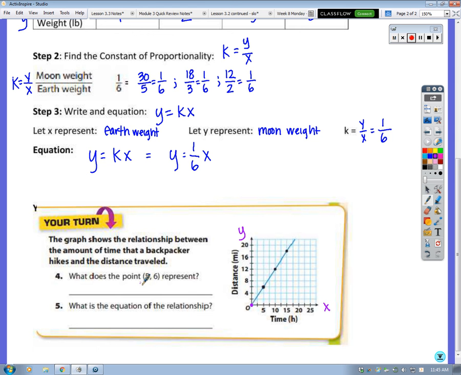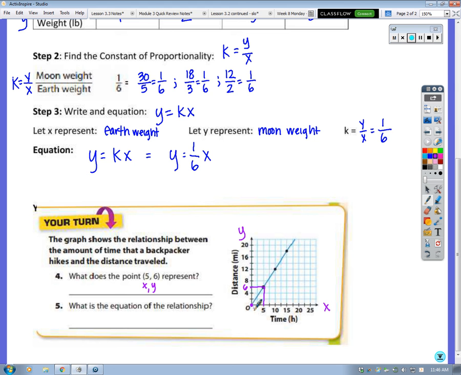So what does the point (5, 6) represent? This is x and y, because that is how we write points on a coordinate plane. So we've got x is 5, which would be time, so 5 hours, and y is distance in miles, which is the distance traveled. So in 5 hours, the hiker has traveled 6 miles.